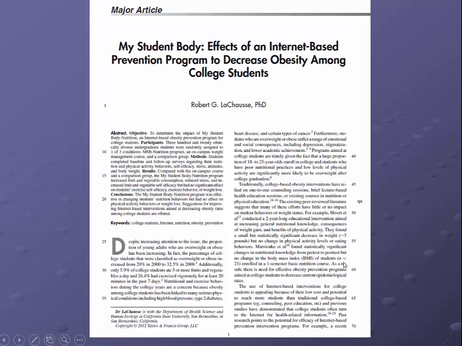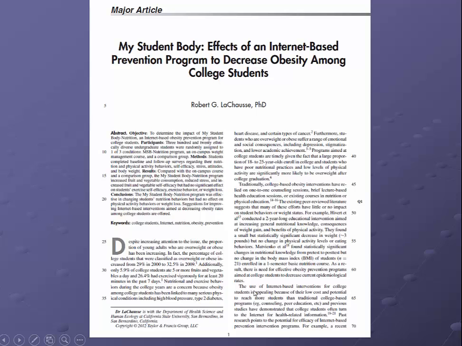And then the last sentence of any paragraph is going to be a concluding sentence. So here I put, "As a result, there's a need for effective obesity prevention programs aimed at college students to decrease current epidemiological rates." So what I've done in this first paragraph is I've made a sub-argument, provided 2 pieces of information to support that argument, and then restated my argument in the conclusion section.